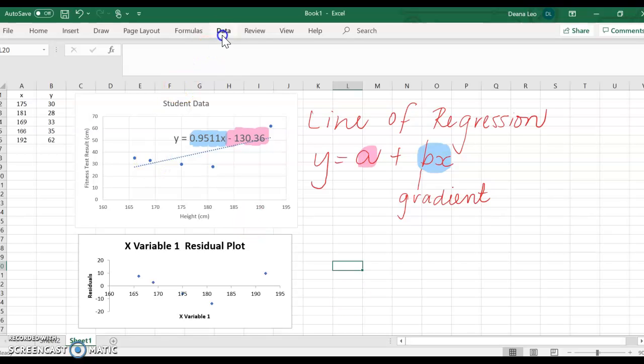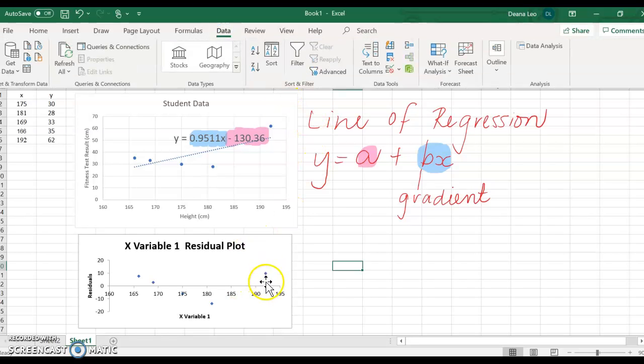Next video is going to be us understanding the calculations and what this graph is and why it's a little bit different from this graph, but we couldn't do the residual graph without the scatter plot and without the x's and y's.